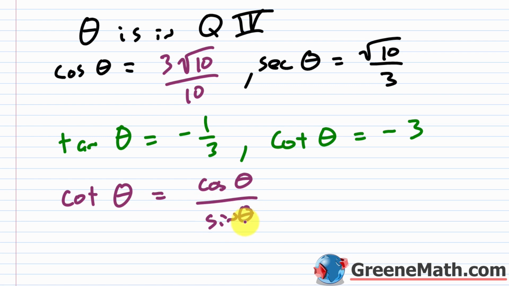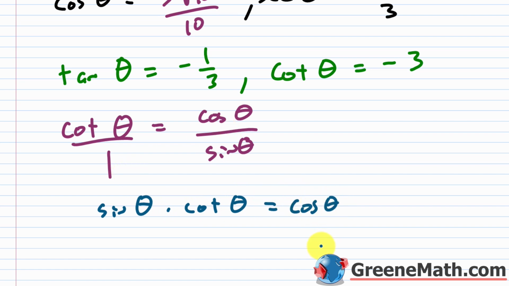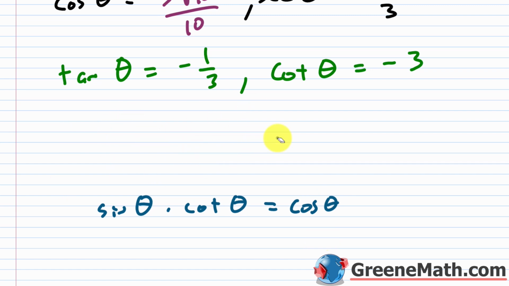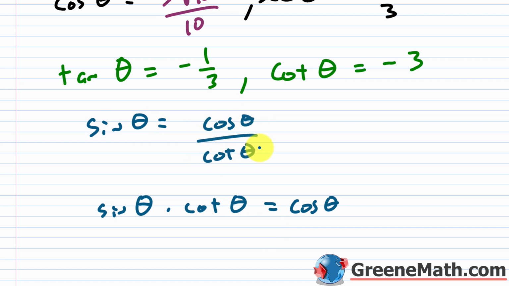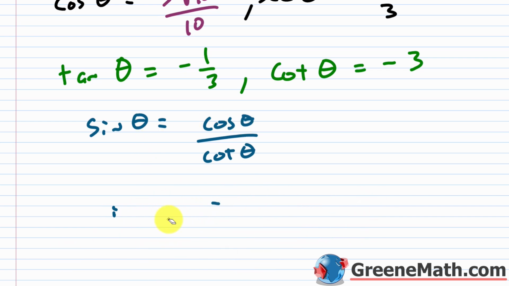So again, if I'm trying to find the sine of theta, what I could do is write this over 1 and cross multiply. So you'd have the sine of theta times the cotangent of theta is equal to the cosine of theta. And I'm going to divide both sides by the cotangent of theta. So let me get rid of this, and I'll say that the sine of theta is equal to your cosine of theta divided by your cotangent of theta. So that nobody's lost, all I did was divide both sides by the cotangent of theta, just so I could get the sine of theta by itself. Okay, let's get rid of this. We're just going to use this guy now.